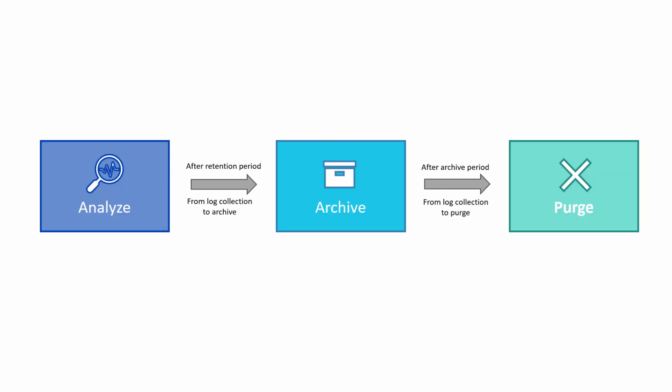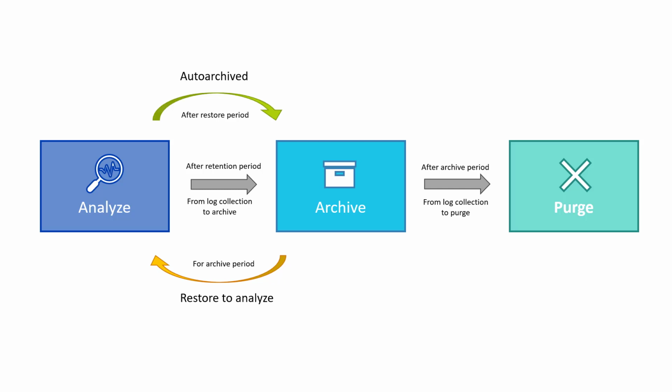Now that you know these terms, let me explain the life cycle of the collected logs. For the retention period, the collected logs are available to you for searching and analyzing. After this time period, the records are archived each day. These records are archived for the archive period. During this time, you can restore these records for analysis and archive them back. When the restore period is over, logs are archived automatically. After the archive period is over, the archived records are purged and are not available for restoring and searching.